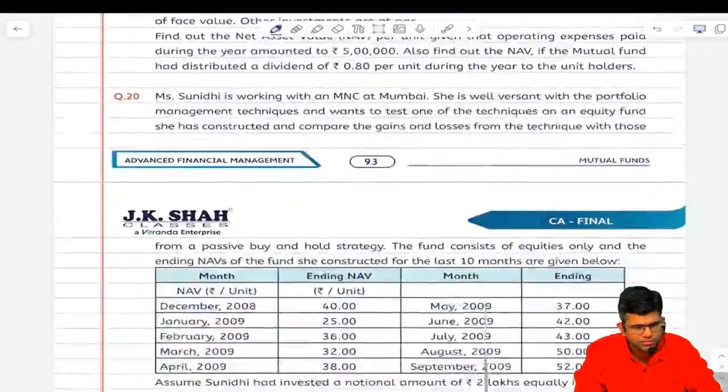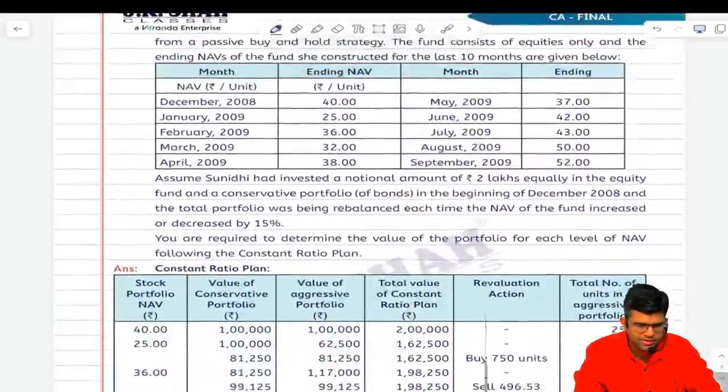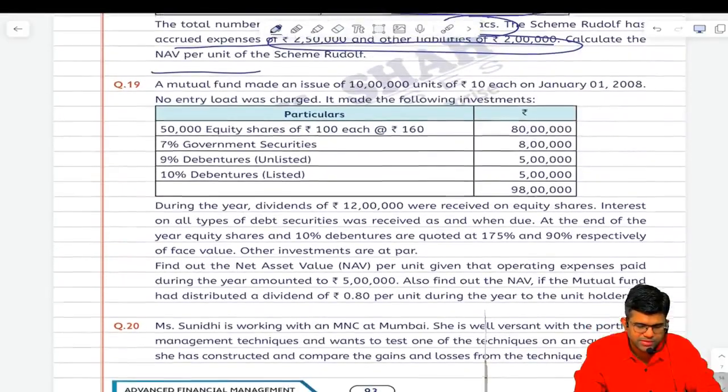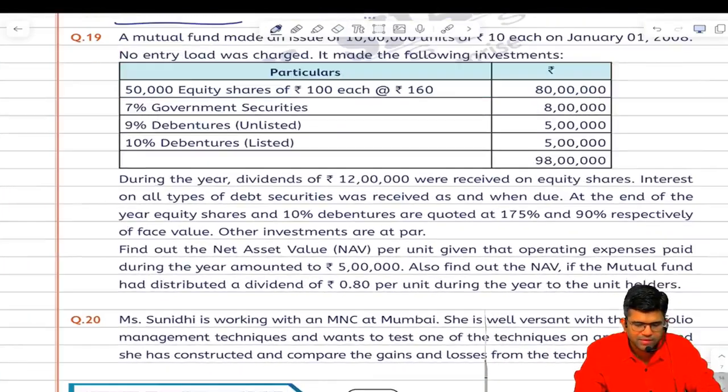All understood? Okay, that's it. Students, next question. Question number 19. Again, one very nice question made by ICAI. Please read question number 19 carefully.